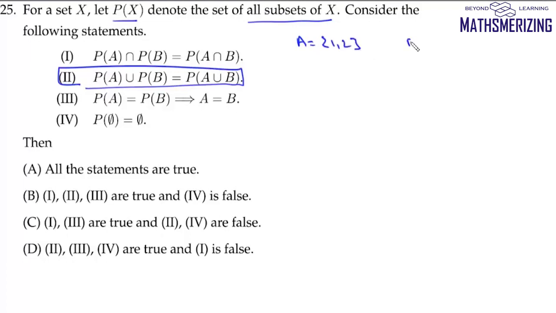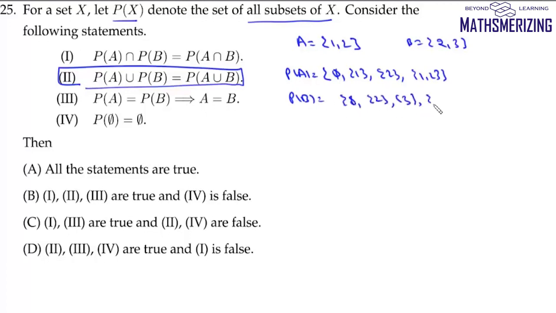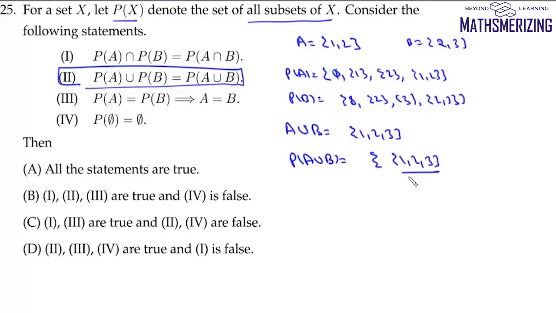Let A is {1, 2} and let B be {2, 3}. Now what is P(A)? P(A) will have phi, {1}, {2}, {1, 2}, and P(B) will be phi, {2}, {3} and {2, 3}. But if we look at A union B, it will be {1, 2, 3}, and the power set of A union B will contain this set {1, 2, 3}, which is not present in P(A) union P(B). So that means this statement 2 is obviously incorrect.